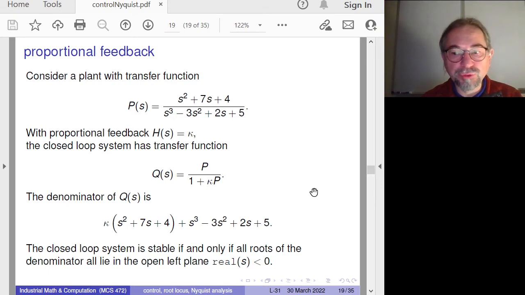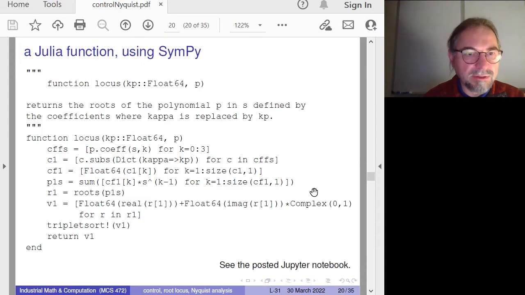So what we're going to do with the root locus method, we're going to examine the evolution of the roots in function of this parameter kappa. Okay, and now probably I should bring up the Jupyter notebook. So let me see if I can do this in real time.